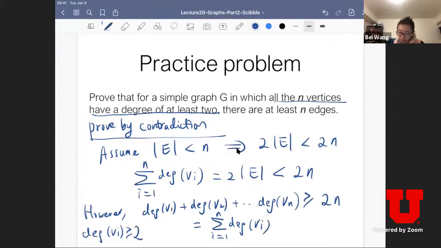So now this is a contradiction. Why? Because in inequality 1, I'm saying the sum of degrees is less than 2n. And then in the second statement, I'm saying that the sum of degrees is bigger or equal to 2n. Only one of them is true, right? Otherwise, there's a contradiction. So we prove that the original assumption is false. That means there's at least n number of edges.